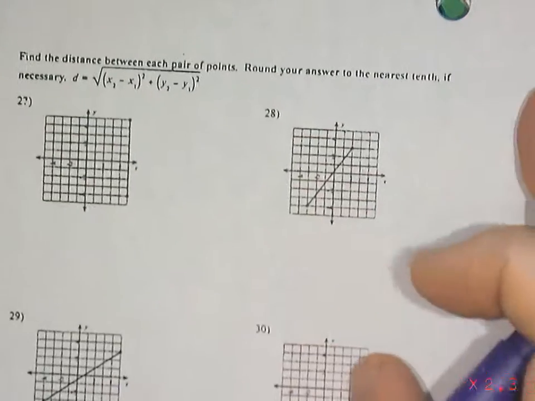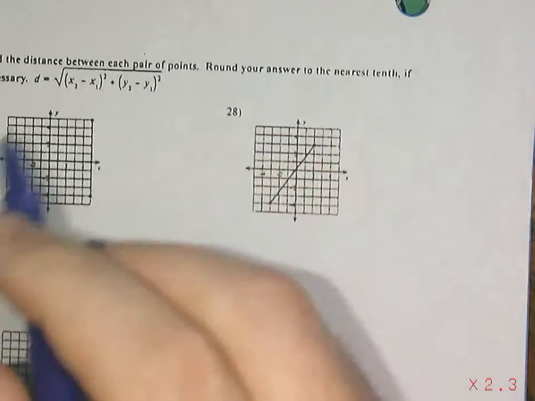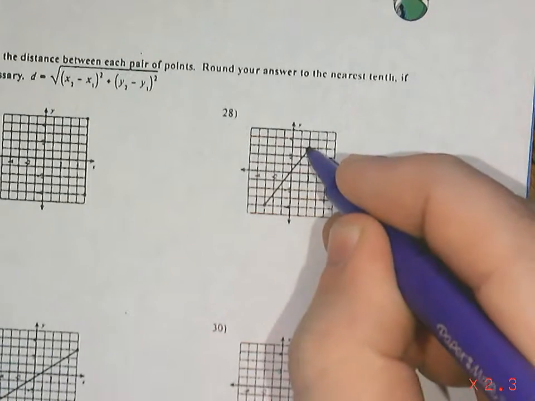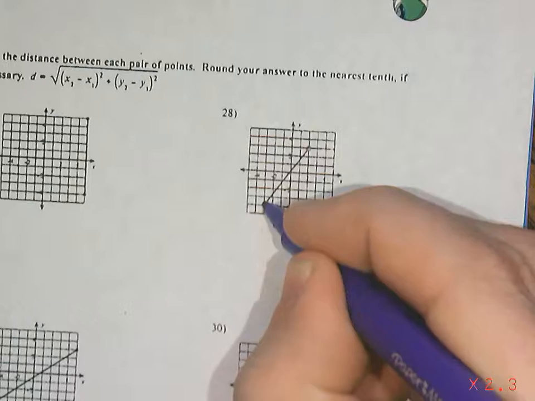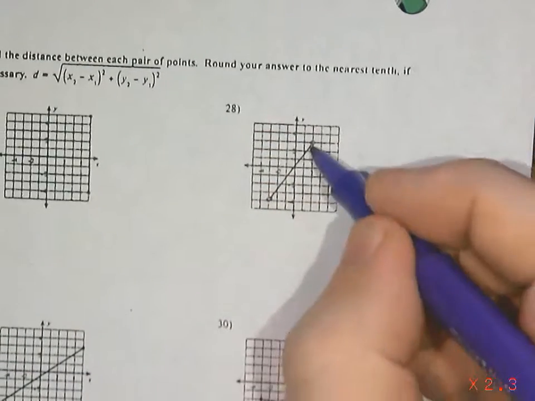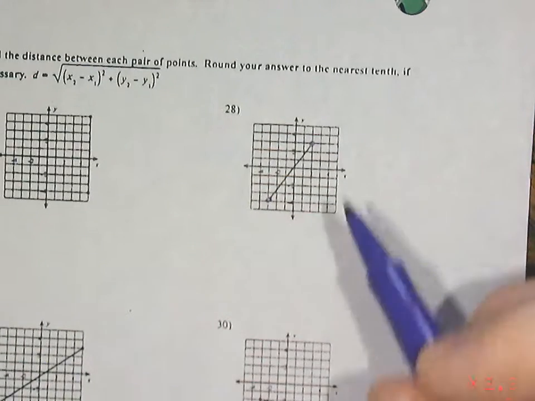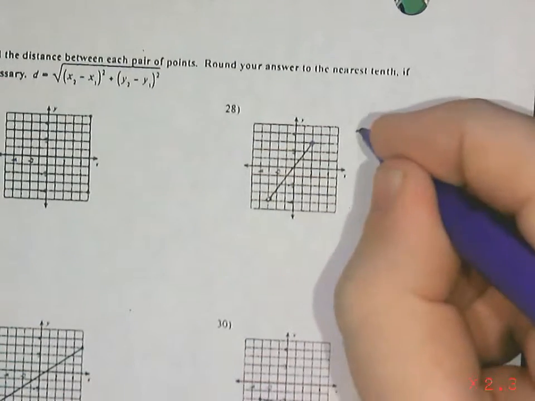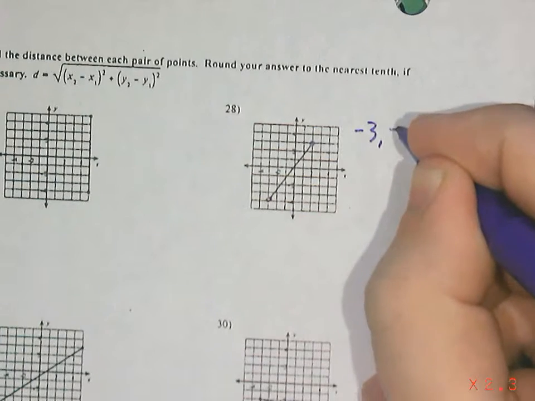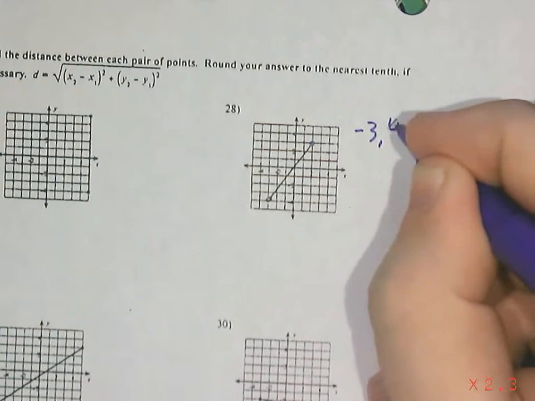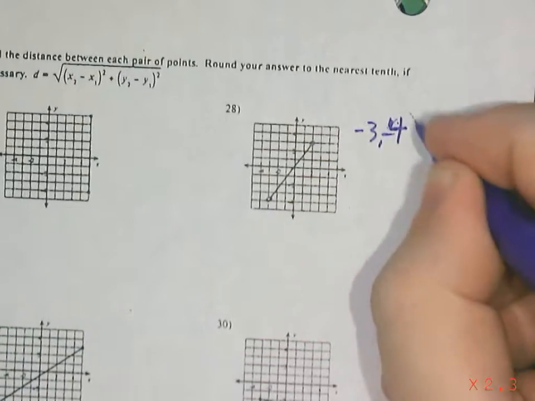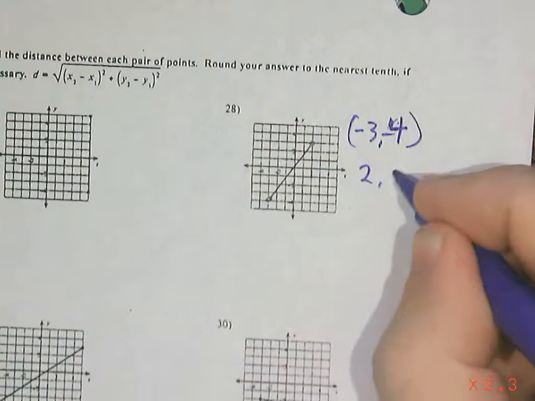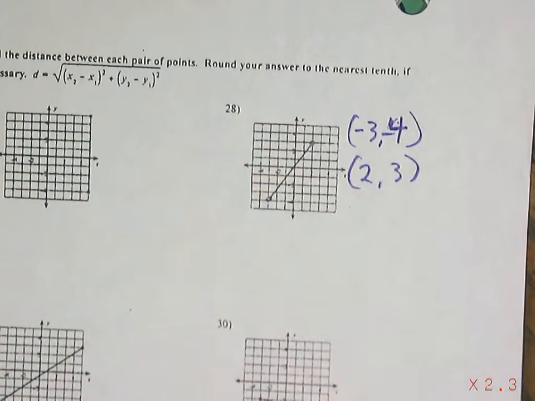So if I were to look at this graph right here, we'll come back to the distance formula in a second. If we look at this graph, I've got a point right there, and I've got a point right there. Let's first write an ordered pair for each point. So this one's at -3 and -4. That's one of my ordered pairs. And then this one is at 2 and 3. So it wants me to find the distance between those 2 points.